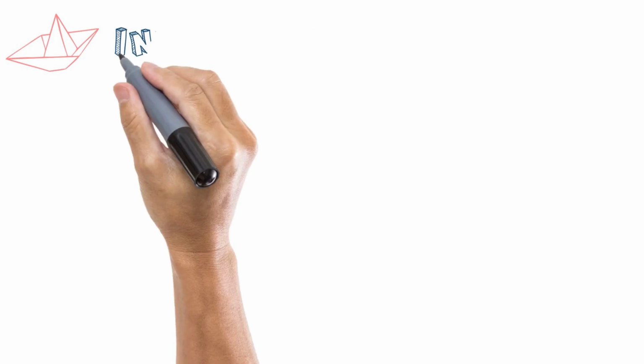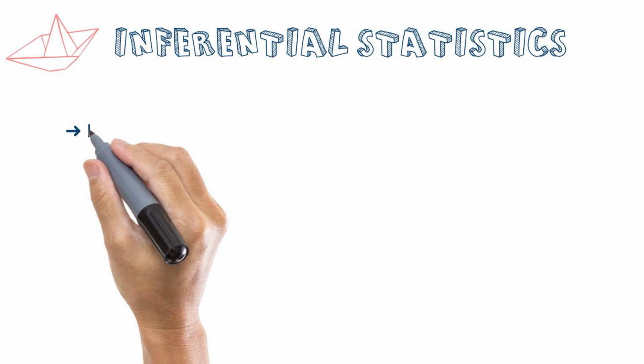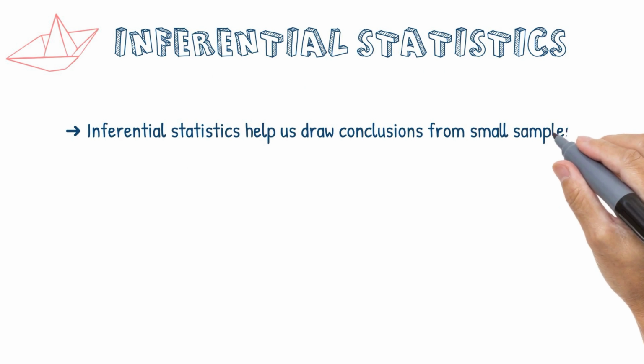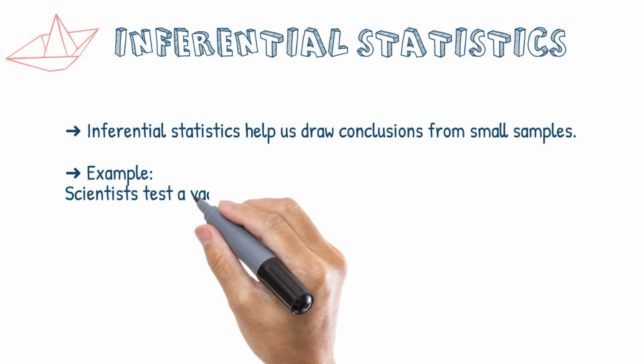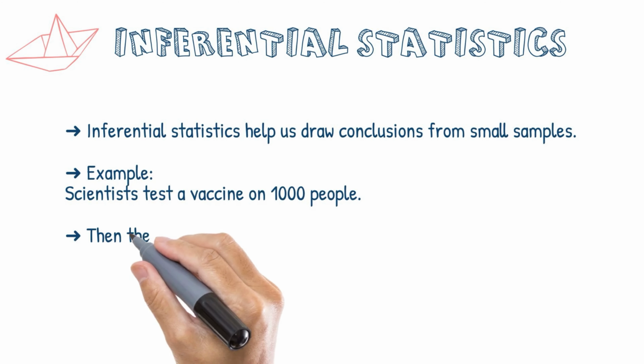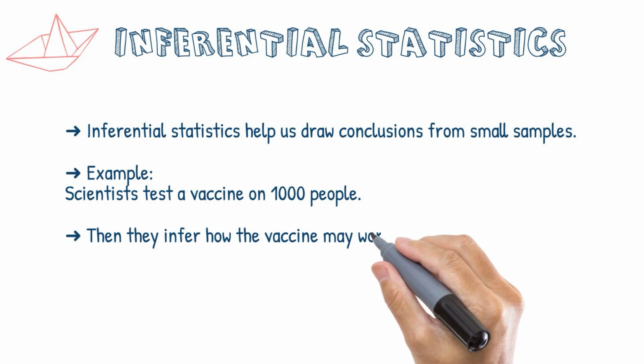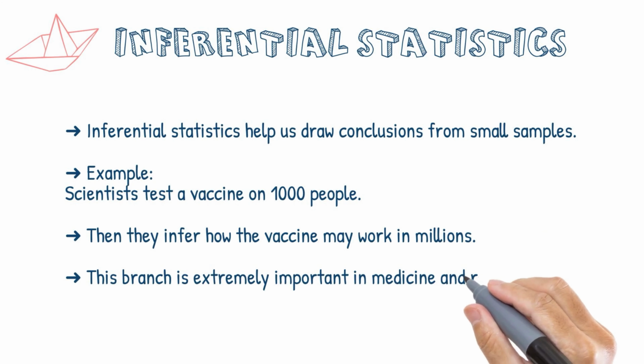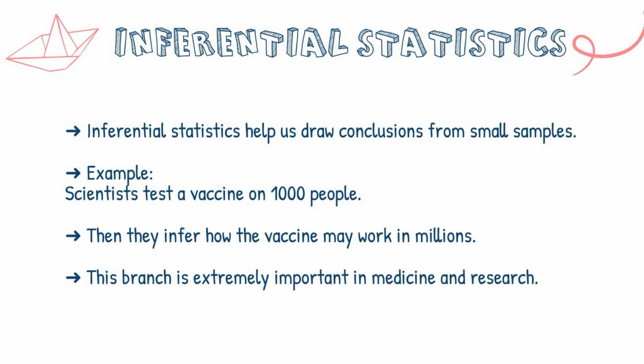Inferential statistics. Inferential statistics help us draw conclusions from small samples. Example: scientists test a vaccine on 1,000 people. Then they infer how the vaccine may work in millions. This branch is extremely important in medicine and research.